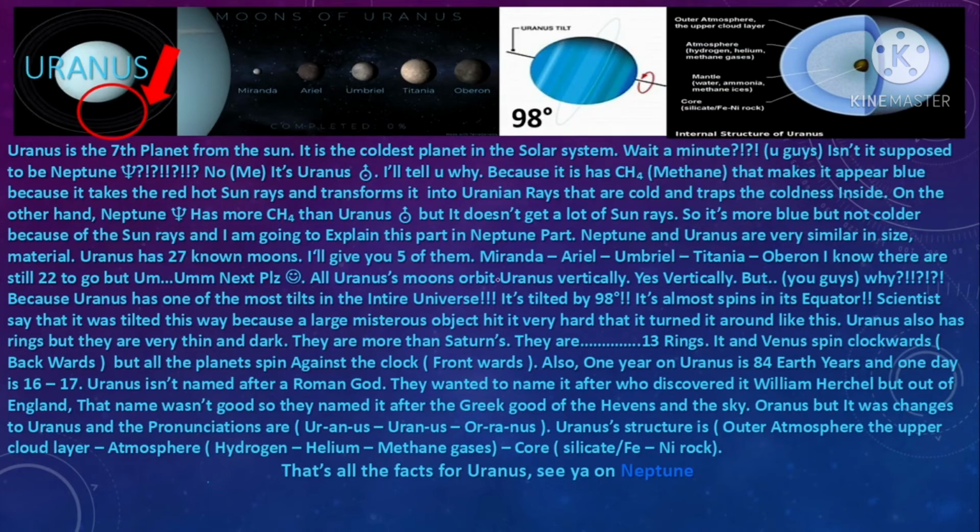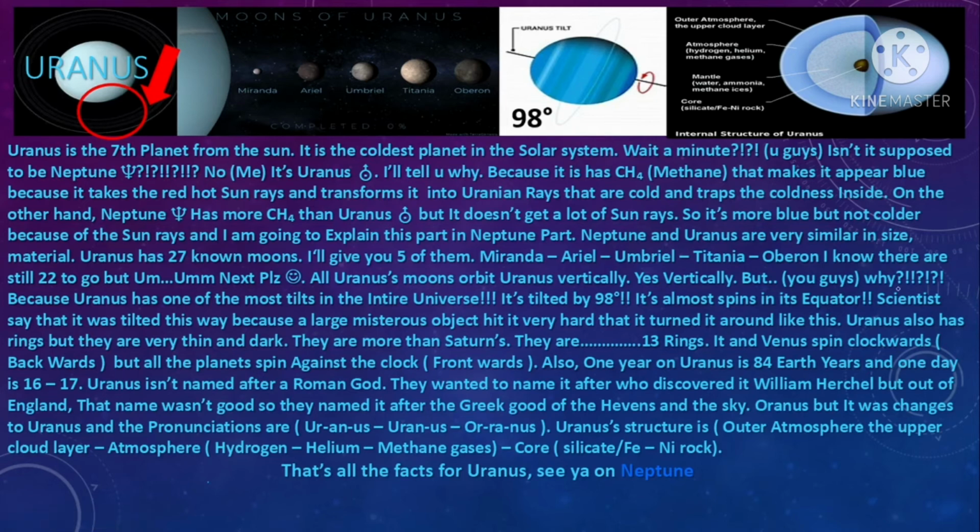Okay, Neptune and Uranus are very similar in size, but Uranus is slightly bigger. Okay, and material. Uranus has 27 known moons. I'll give you 5 of them: Miranda, Ariel, Umbriel, Titania, which is the biggest I think, and Oberon, the biggest in this photo. Okay, I know there are still 22 to go, but next please. All Uranus's moons orbit Uranus vertically because of the tilt.